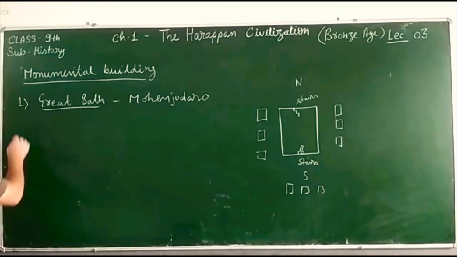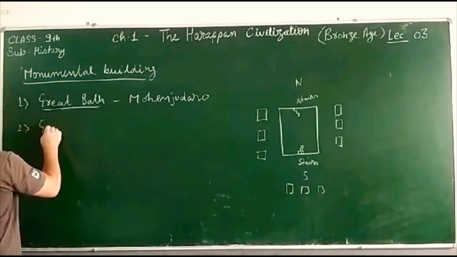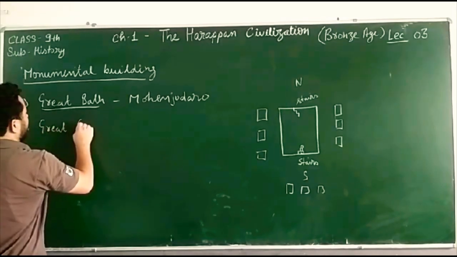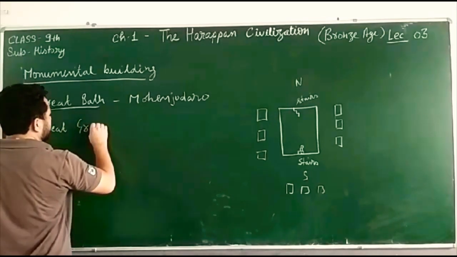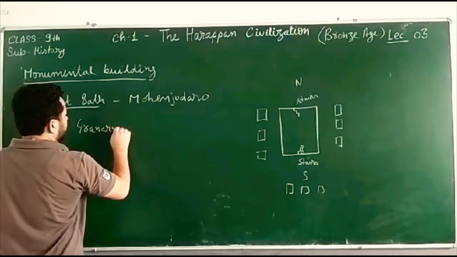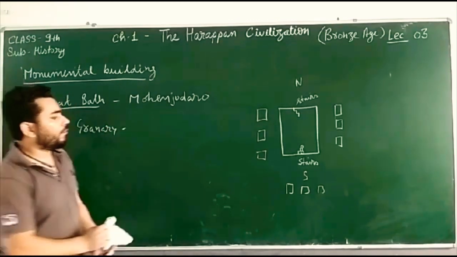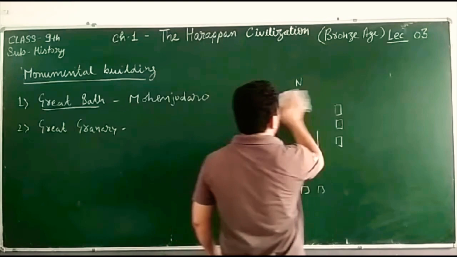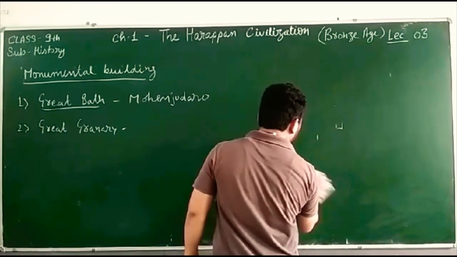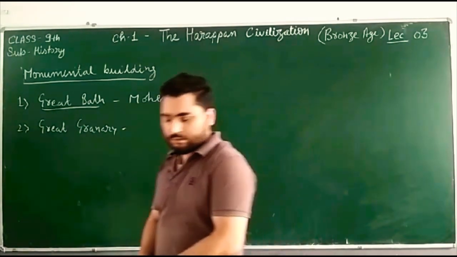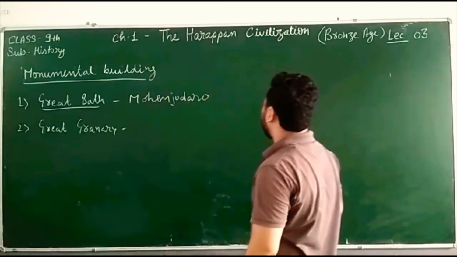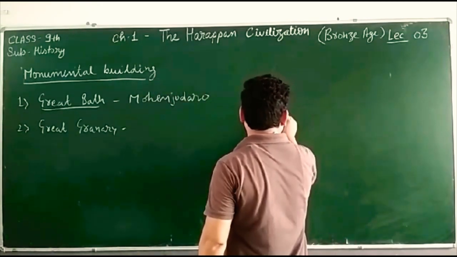Second, we will study about the Great Granary. Now, two rows of six granaries each have been found at Harappa, like this.